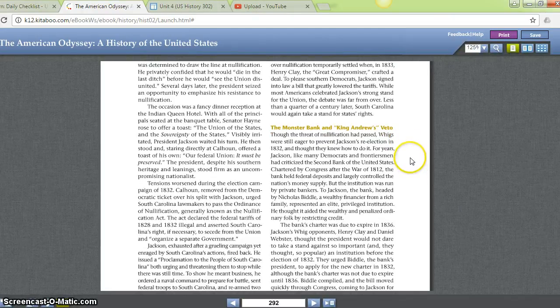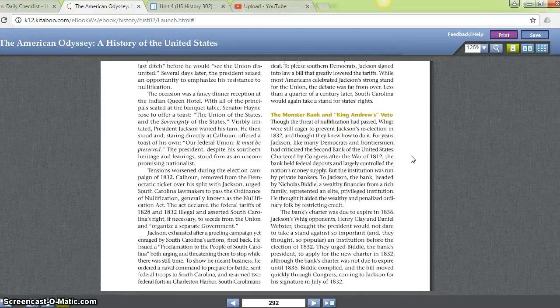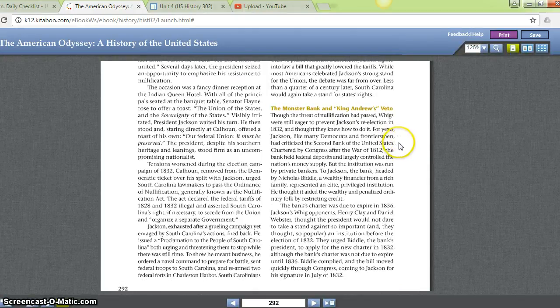Though the threat of nullification had passed, Whigs were still eager to prevent Jackson's re-election in 1832 and thought they knew how to do it. For years, Jackson, like many Democrats and frontiersmen, had criticized the Second Bank of the United States. Chartered by Congress after the War of 1812, the bank held federal deposits and largely controlled the nation's money supply. But the institution was run by private bankers.